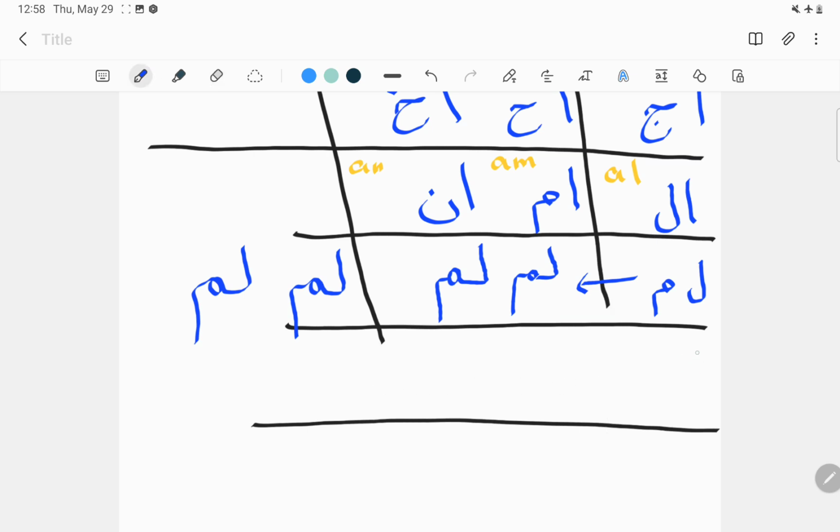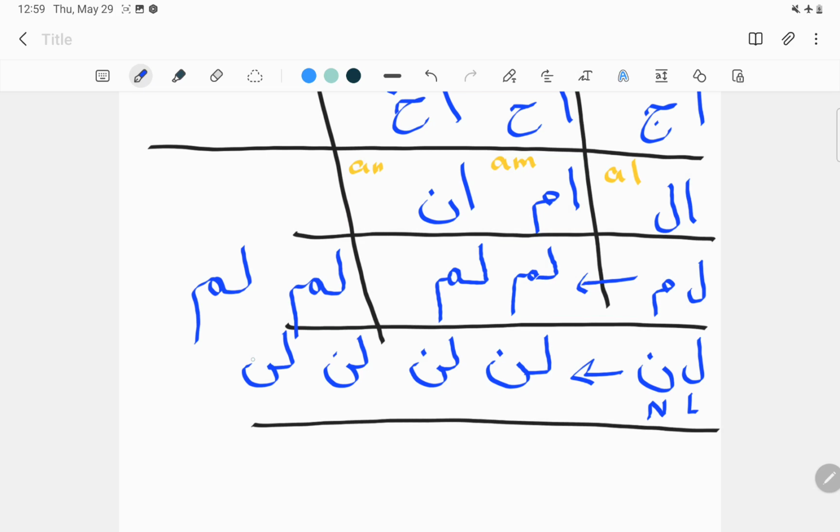So we have lam with noon, l with n. That will become lam, noon. They are connected, just like happened here. Len again. Lam, noon, lam, noon, lam, noon.